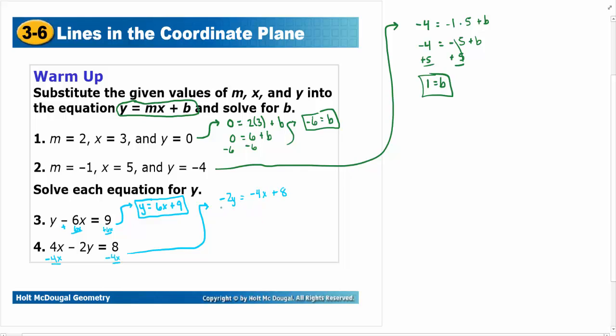So to solve this for y, we're going to divide everything by negative 2. So y equals, it's the only thing left on the left-hand side, negative 4 over negative 2 is positive 2x, and then positive 8 over negative 2 is minus 4. So obviously we're going to be doing a lot of that in this lesson, so hopefully this is something that makes sense to you. This is Algebra 1. Really, this whole lesson is Algebra 1, honestly.